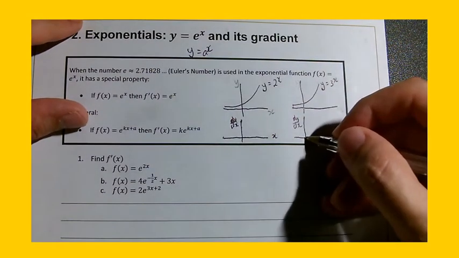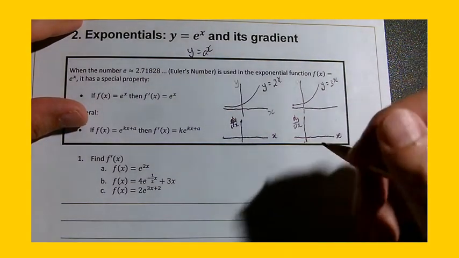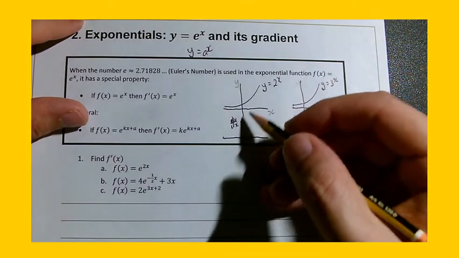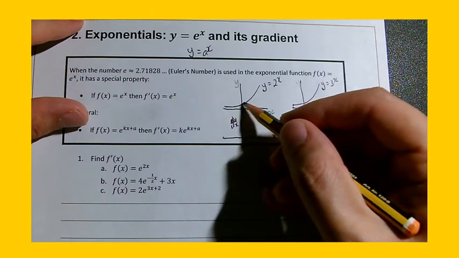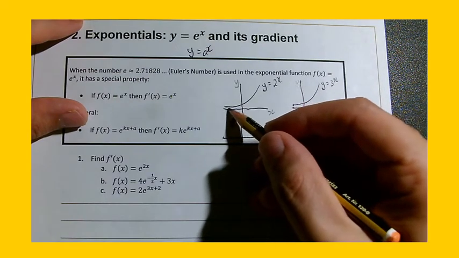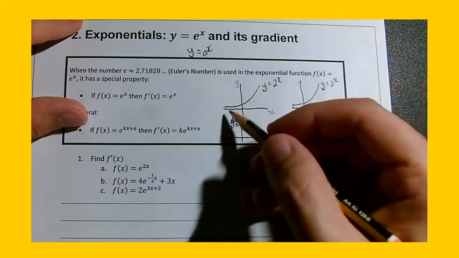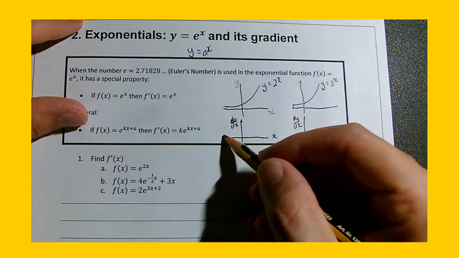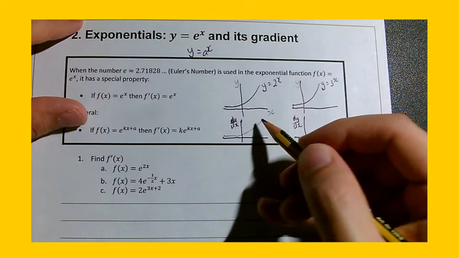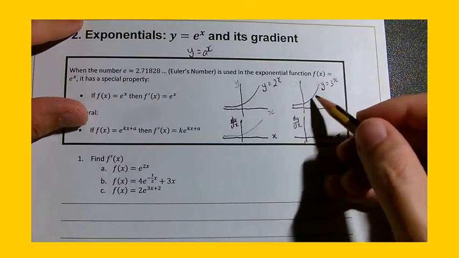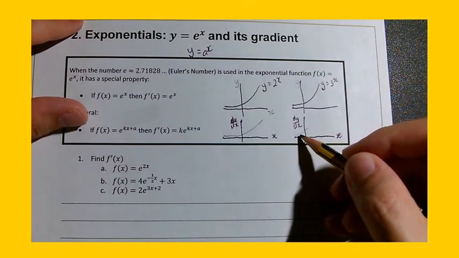Then what you'll see is that the gradient of these graphs starts here, and as the x values increase, the gradient increases as well. So it will actually follow a very similar pattern. You'll have this sort of shape. Okay, it's the same here, just a bit steeper though.